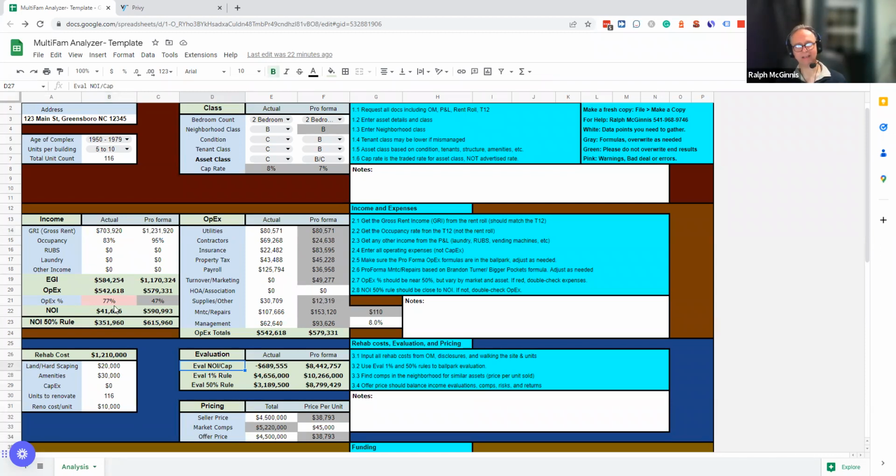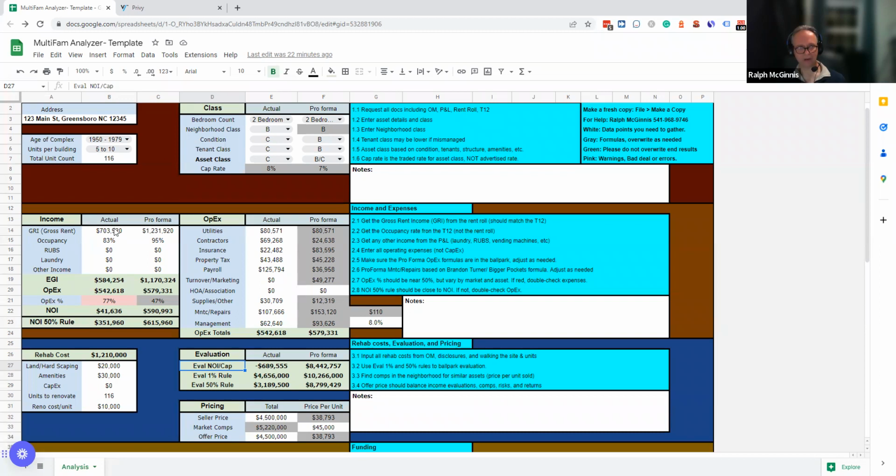So how do you get the NOI? The NOI is net operating income. So you have to take your GRI, subtract out your vacancies, add in any other income, subtract out your operating expenses, and then you get to your NOI. So we'll take that step by step here. This is where this all comes in to develop the NOI.